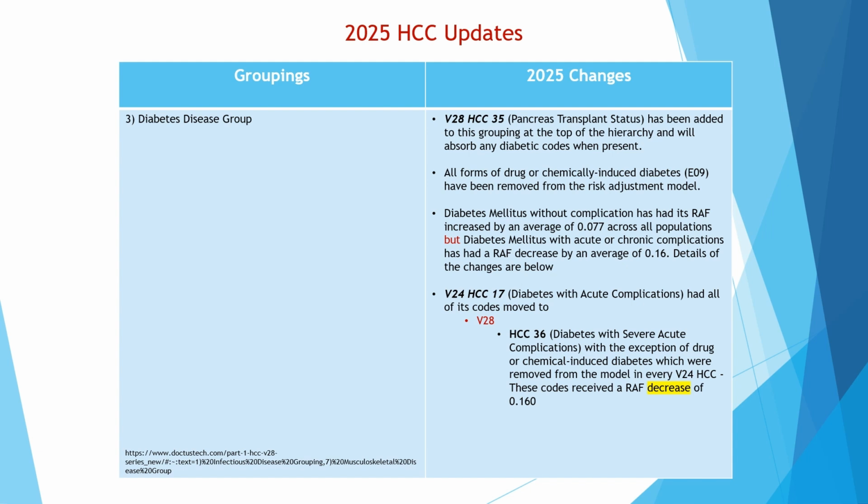V24 HCC 17, diabetes with acute complications, had all of its codes moved to V28 HCC 36, diabetes with severe acute complications, with the exception of drug or chemical-induced diabetes, which were removed from the model in every V24 HCC. These codes received a RAF decrease of 0.160.